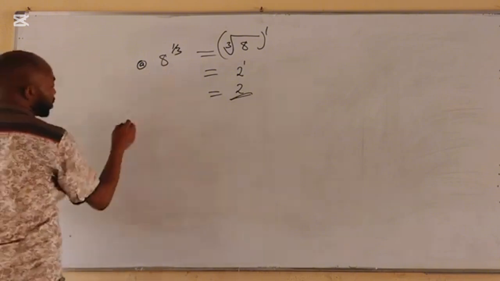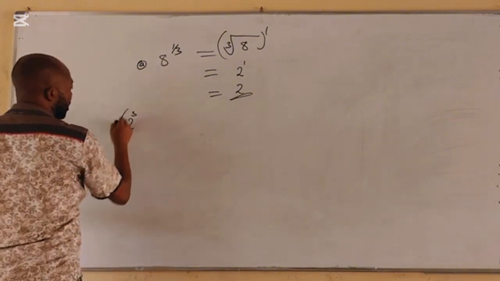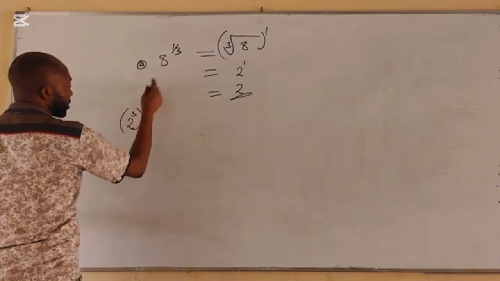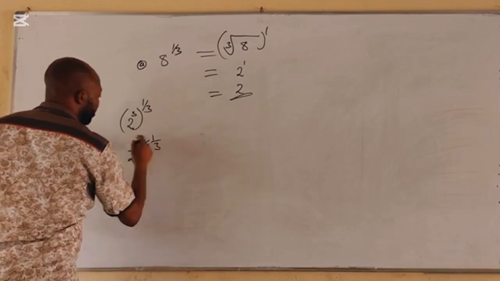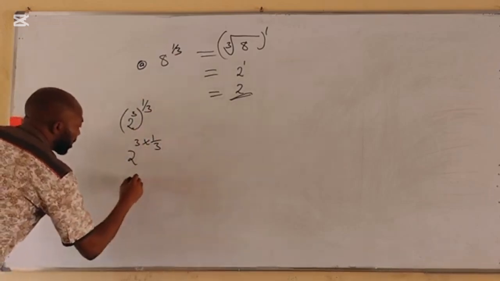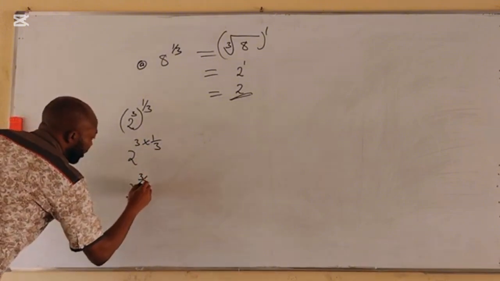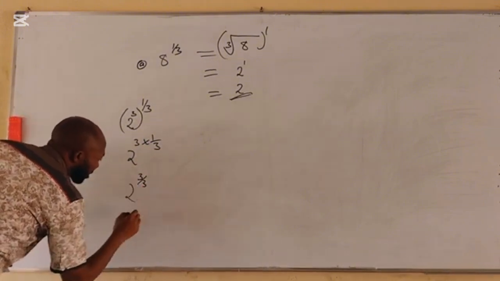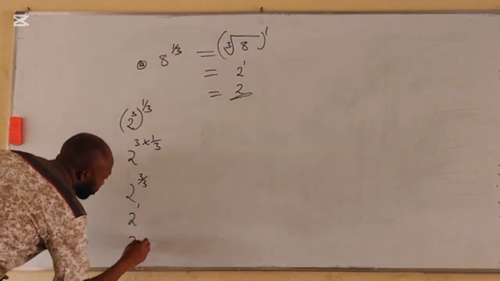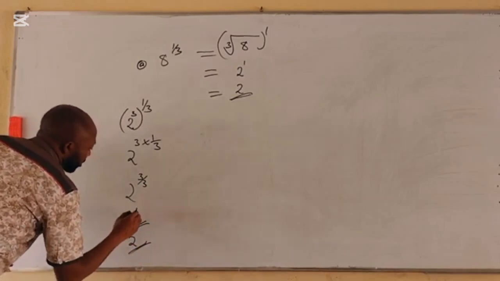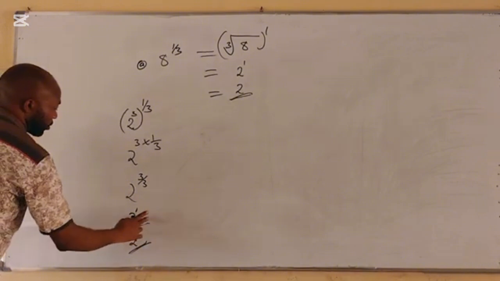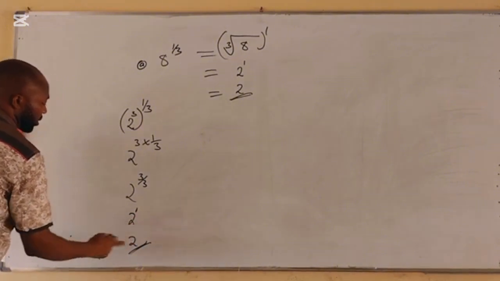So we have 8, which is 2 raised to the power 3, raised to the power 1 over 3. This is the Powers law. This is 2 raised to the power 3 times 1 over 3. We multiply: 3 times 1 is 3 over 3. 2 raised to the power 3 divided by 3 is 1, and that is 2. 2 raised to the power 1 is 2.